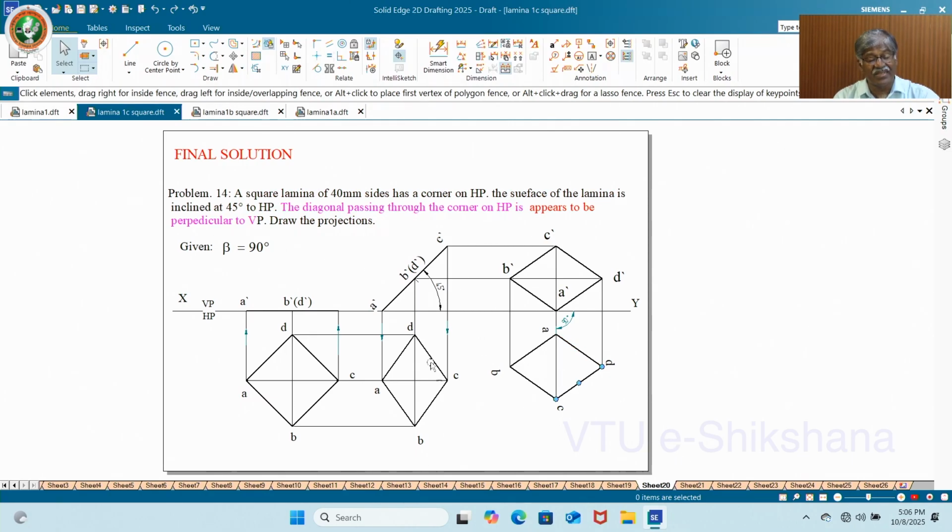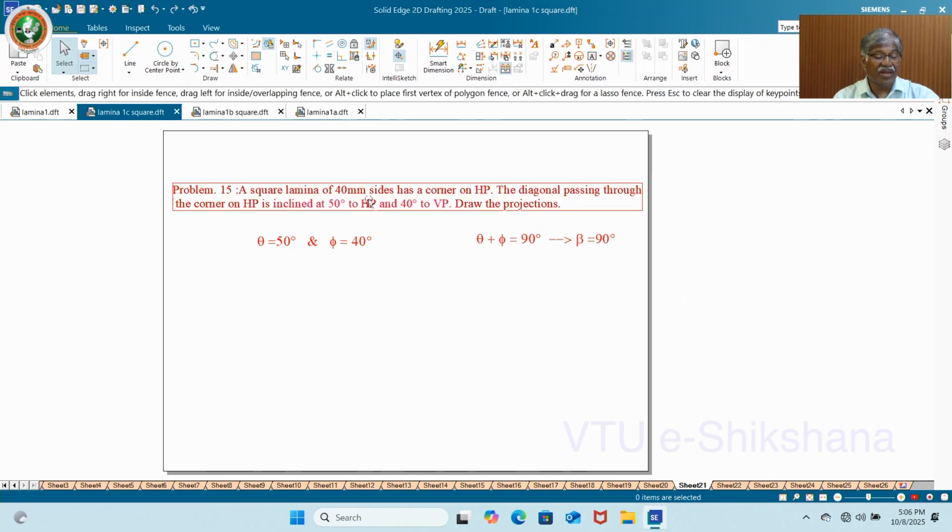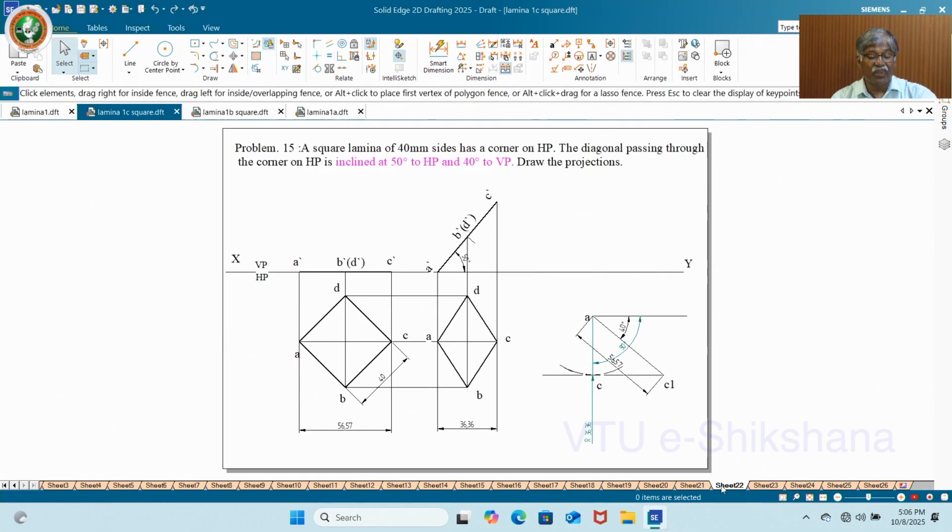When theta and phi, the inclinations with respect to HP and VP for a straight line reference, add up to 90, then definitely you will get the value. See, a square lamina has a corner on HP, and the diagonal passing through the corner on HP is inclined 50 degrees to HP and 40 degrees to VP. This can be a combination of 60-30 or 30-60, 50-40 or 40-50, anything. Total inclination of 90 degrees means beta equals 90 degrees. This is a typical case where people get confused. See how you get this.